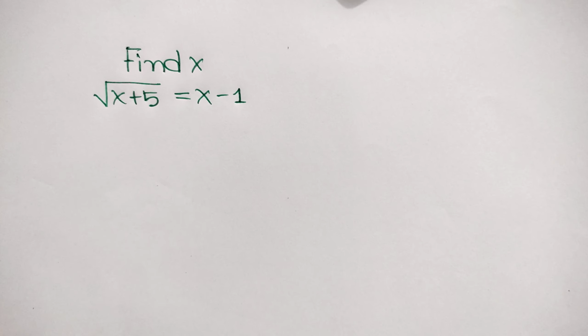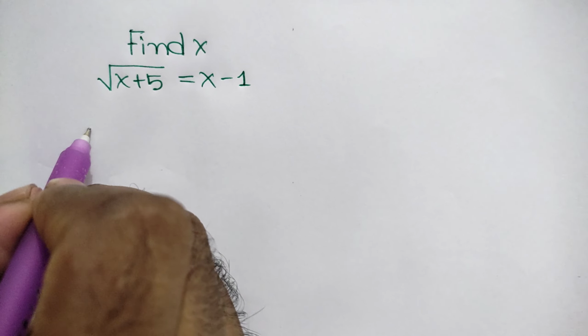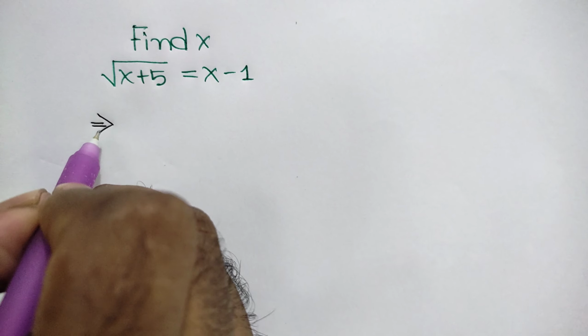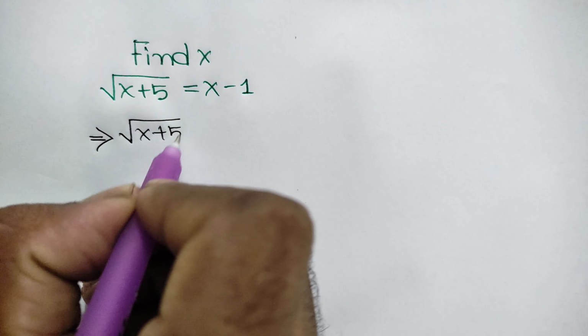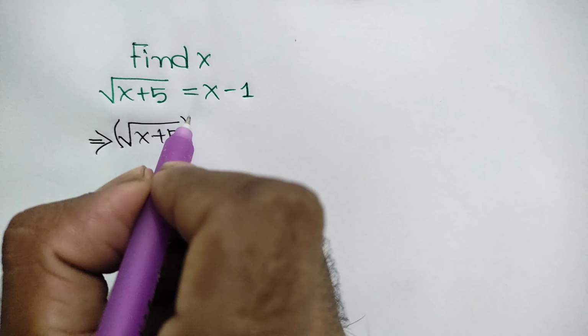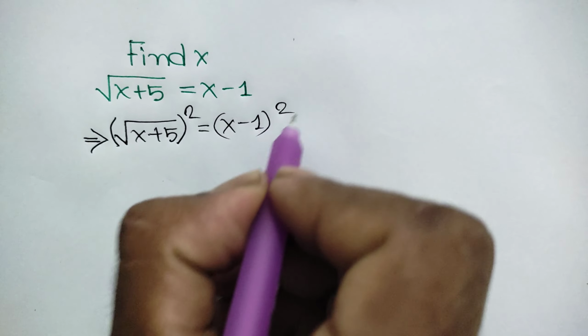Hi everyone, in this video I am going to show how to find the value of x where square root of x plus 5 is equal to x minus 1. Squaring both sides we can write here square root of x plus 5 whole square is equal to x minus 1 whole square.